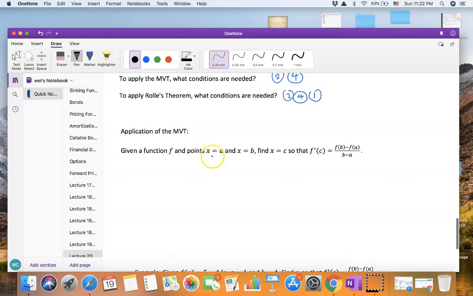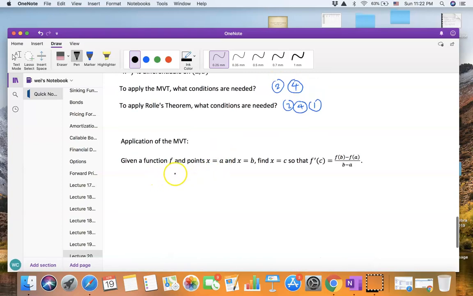So to solve this problem, the first thing we need to do is verify that the function satisfies the conditions of the mean value theorem.